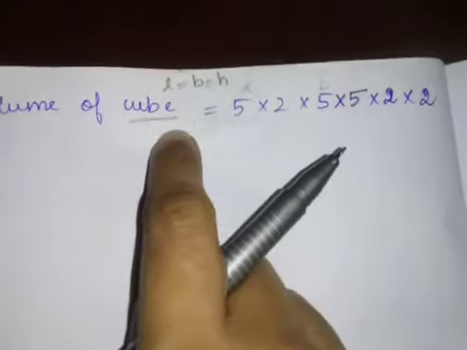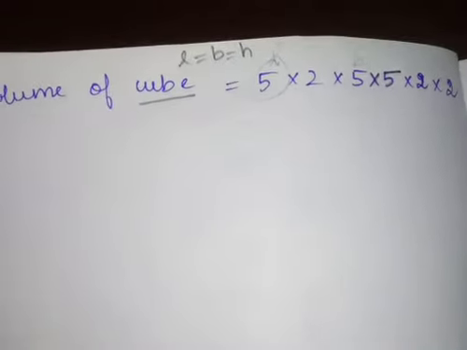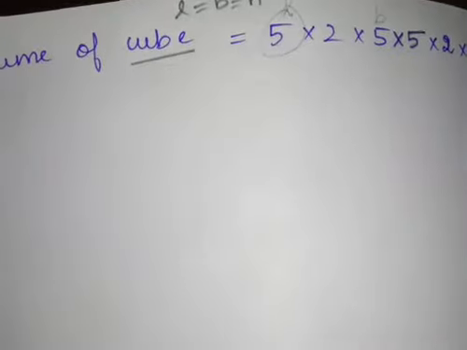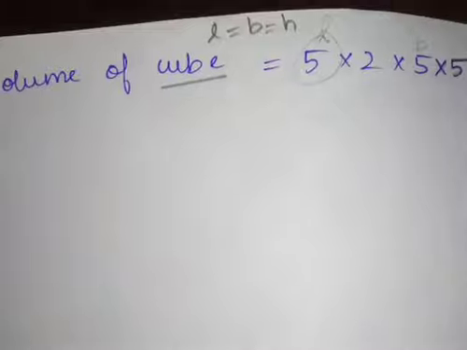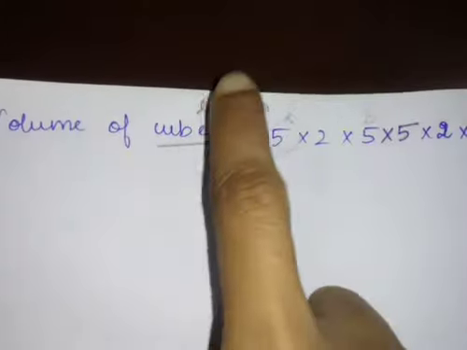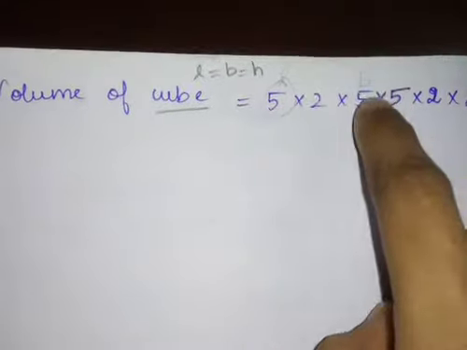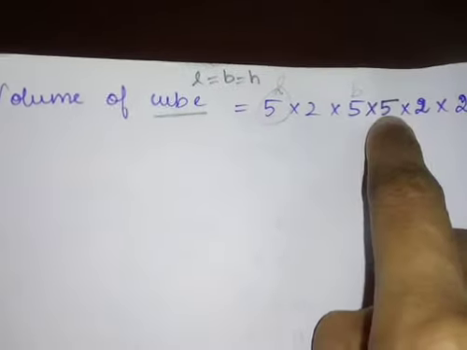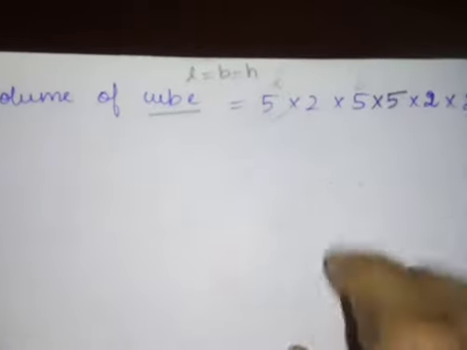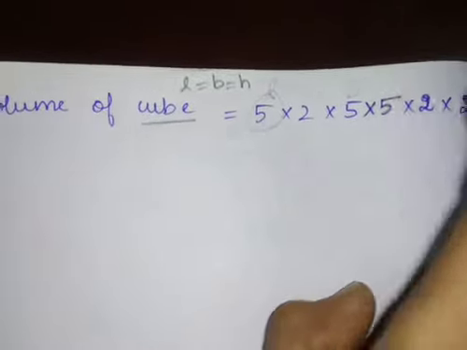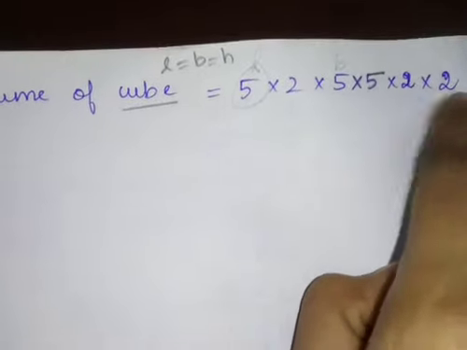I am finding the volume of the cube. Why? Because if you find the volume of the cube, we can see how many small cuboids have been arranged to make a big cube. In a cube, length, breadth, height, everything will be equal. So this length is 5 cm, breadth 5 cm, height is 5 cm. That's why I have added one extra 5, because it's a three-dimensional figure. 2 cm length means breadth is 2 cm, height is also 2 cm. That's why I have added two extra 2s.